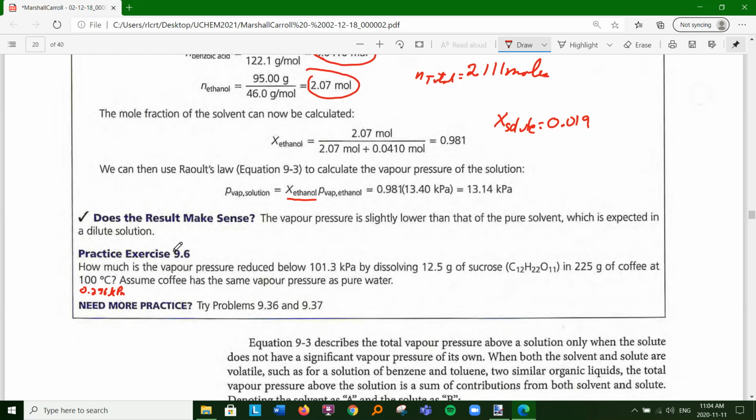How much is the vapor pressure reduced below 101.3 kilopascals by dissolving 12.5 grams of sucrose? Okay, I'm going to do the margins here. 12.5 grams of sucrose. Well, let's see. I want to say that's 342, but let me do it: 12 times 12 plus 22 plus 11 times 16, 342.